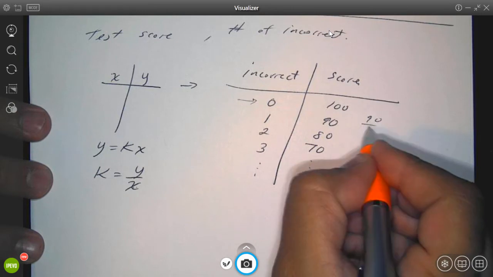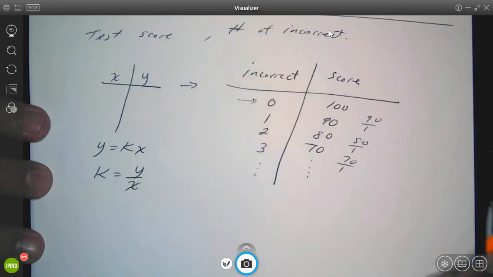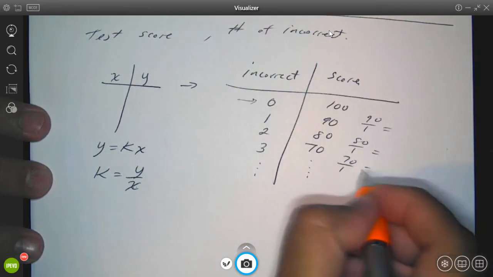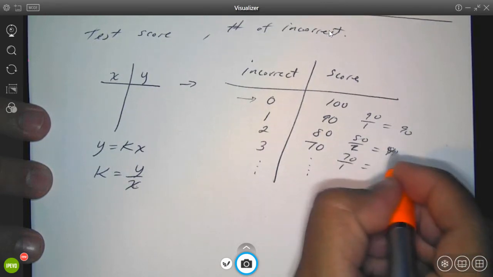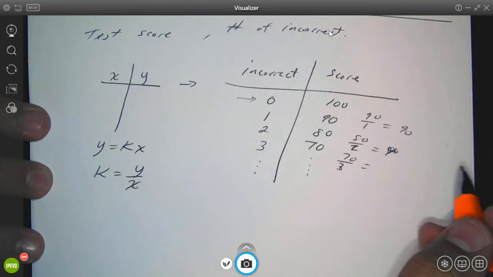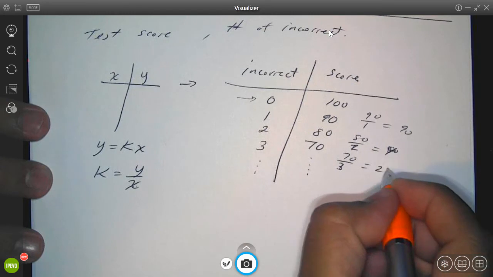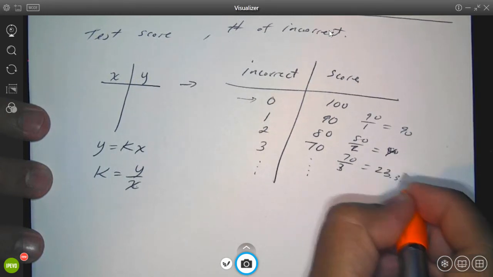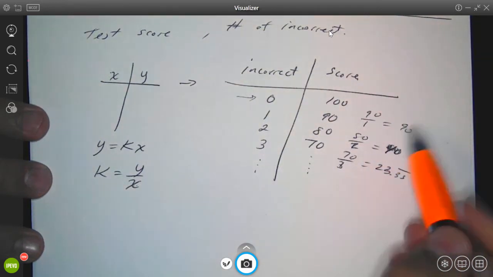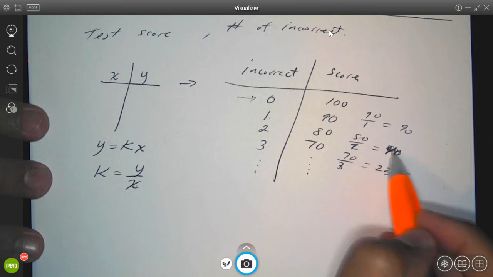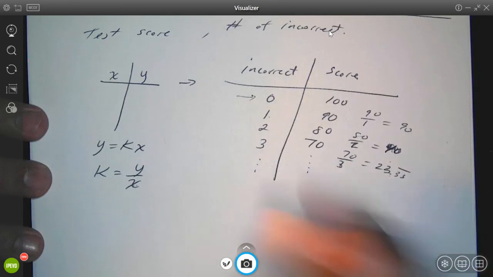Notice how here we have 90 over 1, 80 over 2, 70 over 3. Notice how these are all different ratios. 80 divided by 2 is actually 40, and 70 divided by 3 gives me 23.33. Sorry about that. So as you can see, the ratio of y to x for each point is not the same. Because the ratios for these points are not the same, this is not a direct variation.